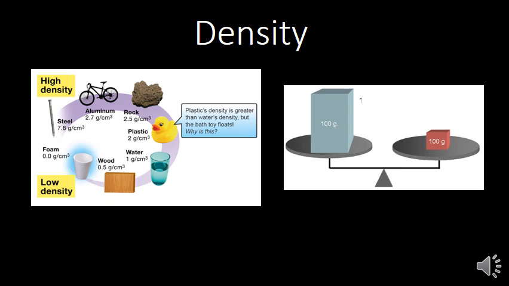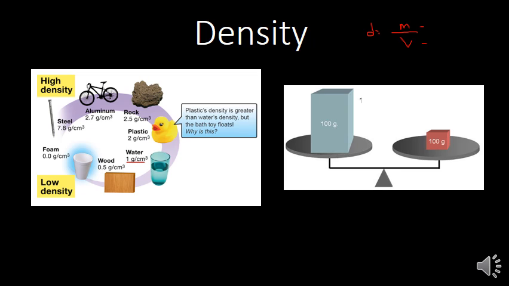Density is a ratio of an object's mass and volume. In fact, the formula for it is density equals mass divided by volume. It's how much mass there is, and you divide it by how much space that object takes up. All right. The density does not change.